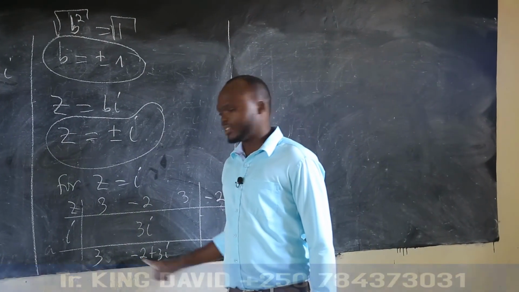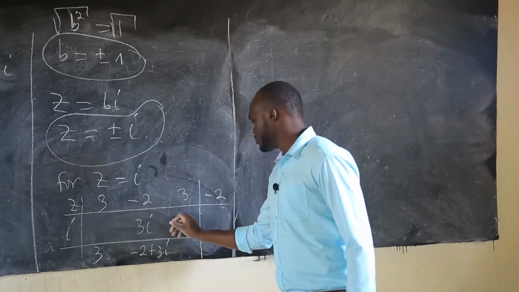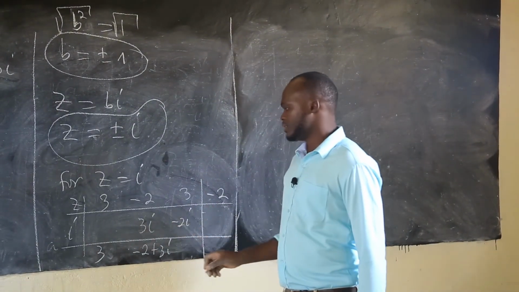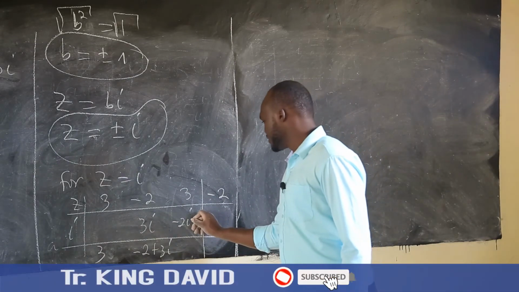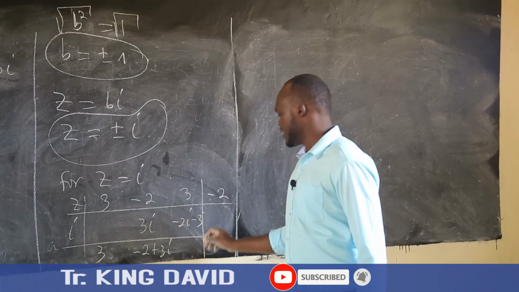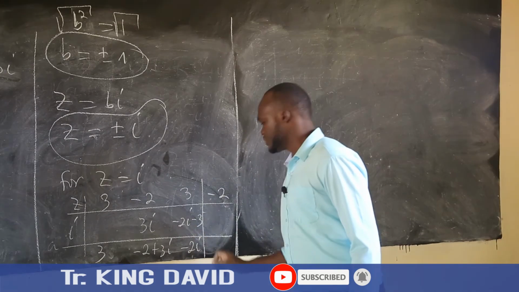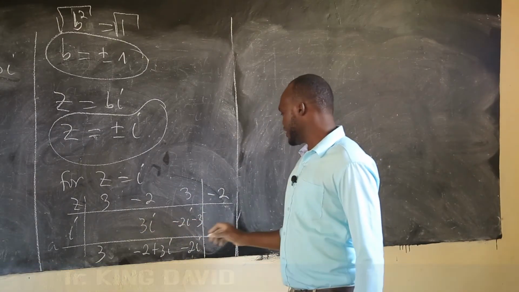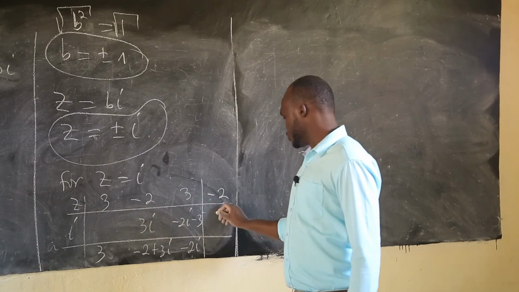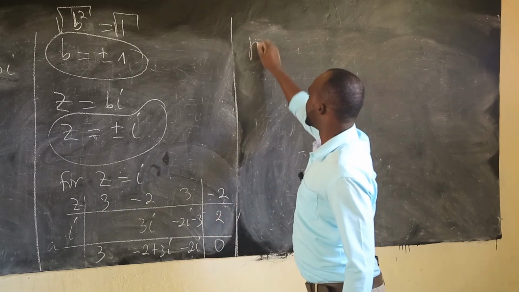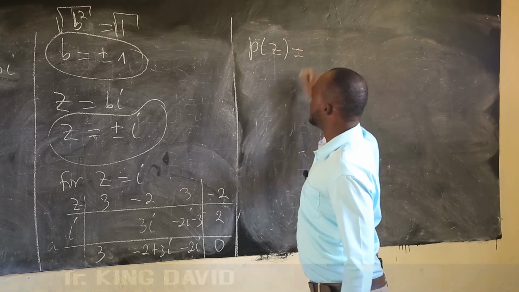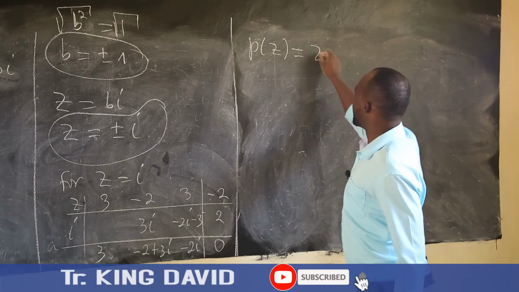So I just take this one times this one. It becomes negative 2i. i times 3i, that's 3i squared, which is negative 3. I add, I get negative 2i. Negative 2i times i gives 2. So this is 0. So now P of z is going to become, remember it was z minus 1.